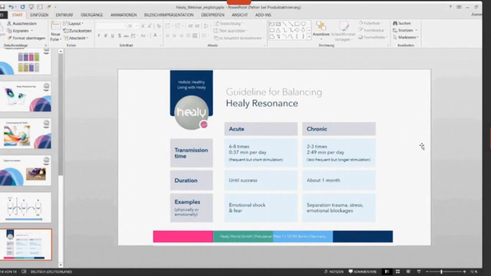Okay. Just to finish this chart, if it's a chronic issue, as you see, 2 to 3 times, and then it is less frequent, but you have a longer stimulation, then you use the other interval, which is 2 minutes and 49 seconds. Then it's not 6 to 8 times, but 2 to 3 times, with longer stimulation. And here the total duration is more or less 1 month. It can also sometimes be a bit longer. So this is a guideline you can get from our Healy team. I don't know, probably Frank has it or the Healy support has it.